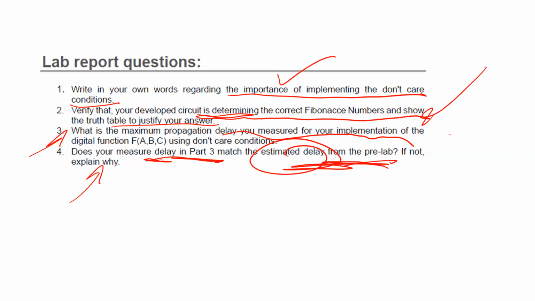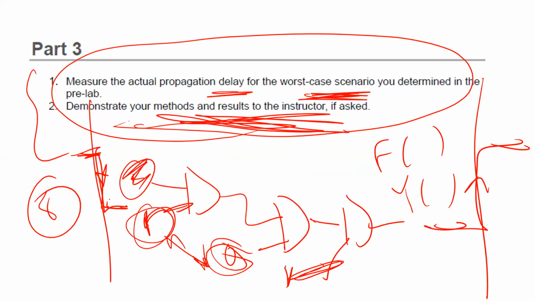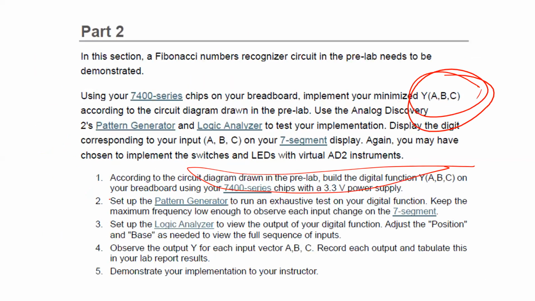For sure it should not be identical. In the pre-lab you just used the data sheet. These two numbers should not be identical, but they should be close, because there are several reasons. The voltage we are using is 3.3. If you go to the data sheet, you may not find the delay for 3.3, so you are going to take the closest one, which I think is 4 volt. So this is a source of error, right? I'm not going to use exactly the same thing.